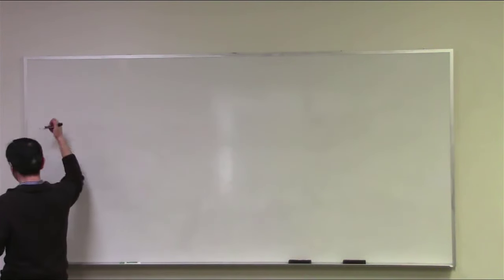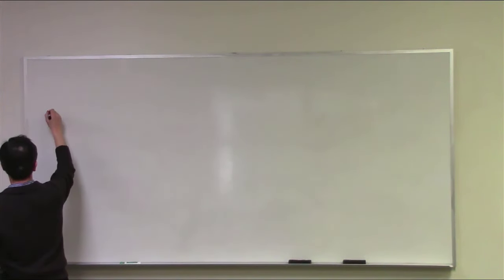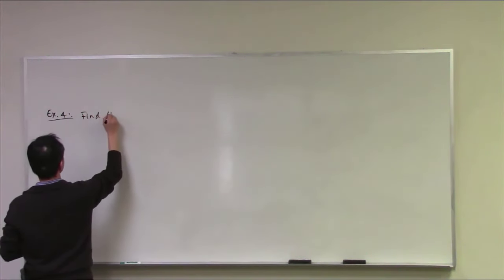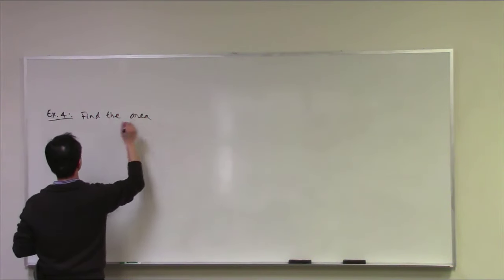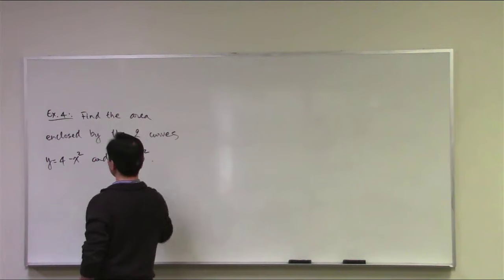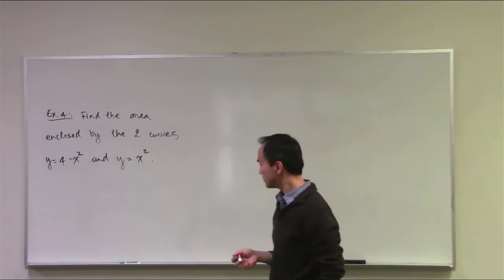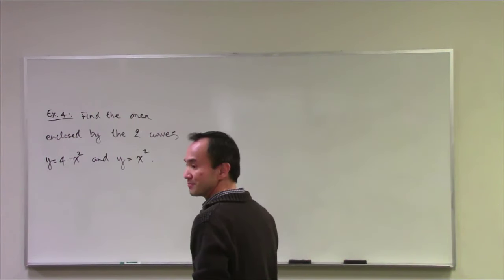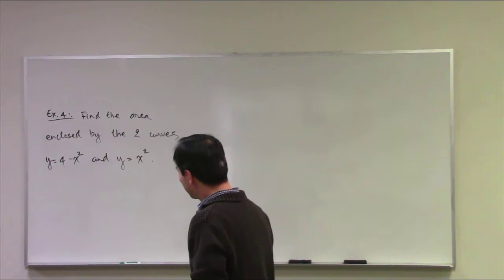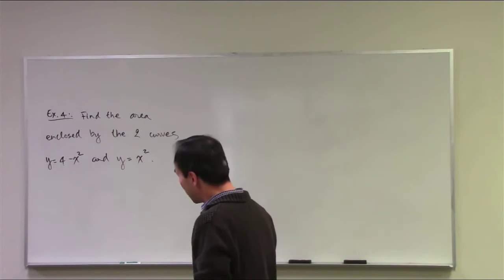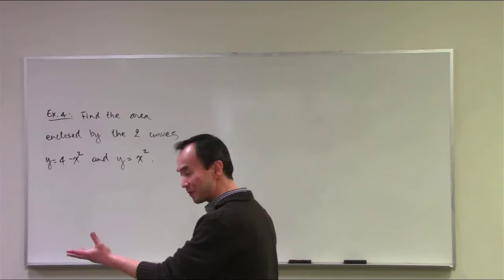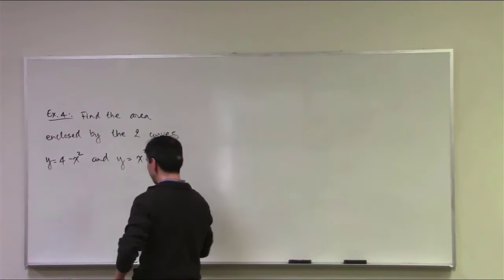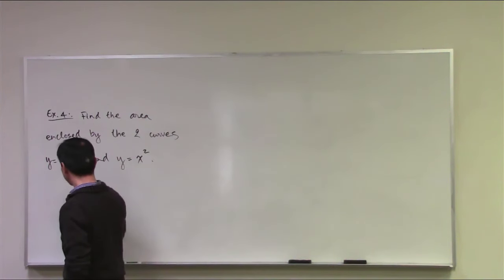Now this problem is supposedly similar to the earlier examples. Find the area. The instruction is pretty simple: we just want to find the area enclosed by the two curves, y equals 4 minus x squared and y equals x squared. Draw the two curves. These are simple enough that you can draw them.